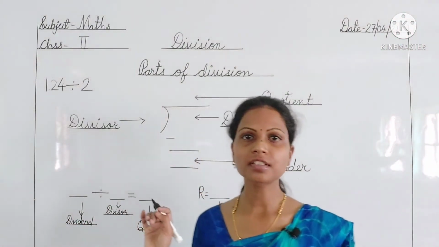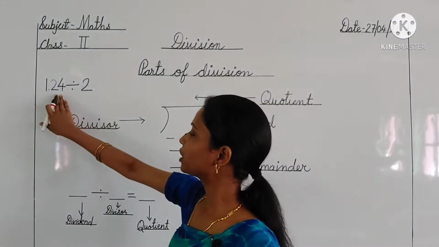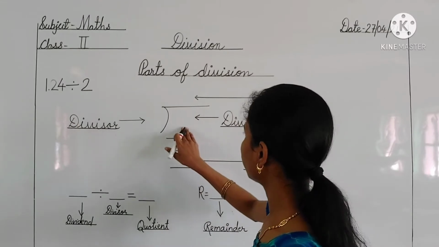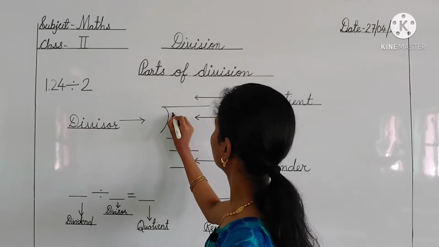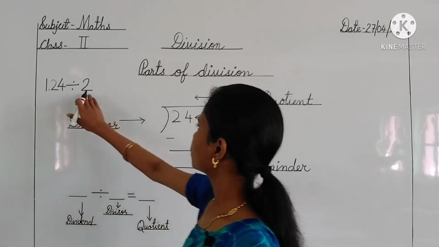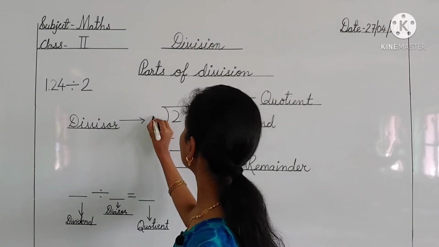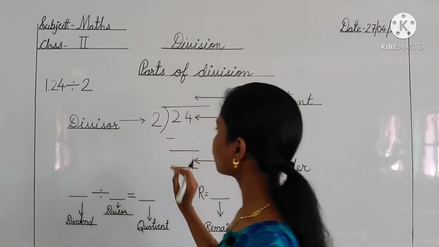Let's solve the first question, that is, given 24 divided by 2. So 24 we will write in the place of dividend. 2, 4. And this 2 is the divisor. So we will write it here. Now we will solve.